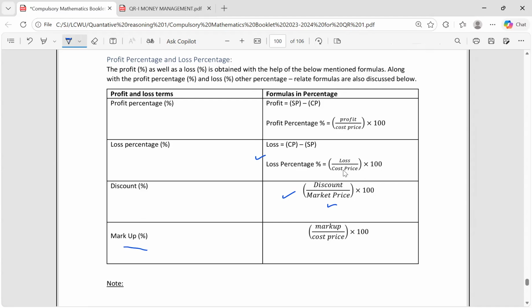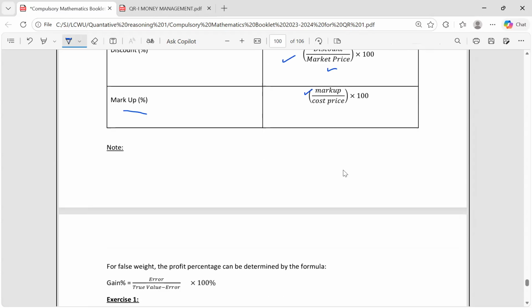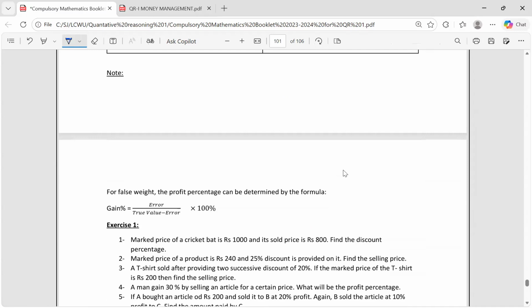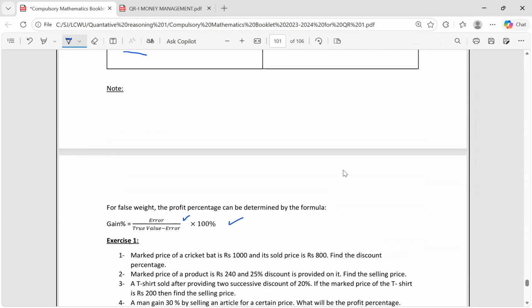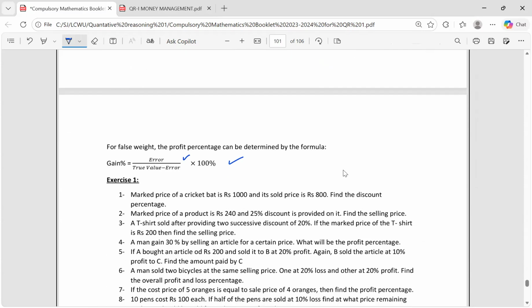Markup percentage is markup over cost price multiplied by 100. We have something to note, that we have another percentage, that is gain percentage. Gain percentage is simply the error, meaning the difference between cost price and sale price in case of loss, or difference between sale price and cost price in case of profit. We call this difference error, over true value minus error, multiplied by 100. So whenever we need to find the percentage, we'll multiply the value by 100. These are the basic formulae that we'll be using while solving the problems.